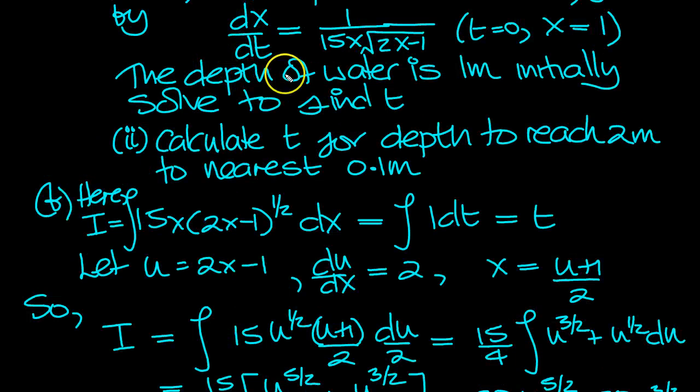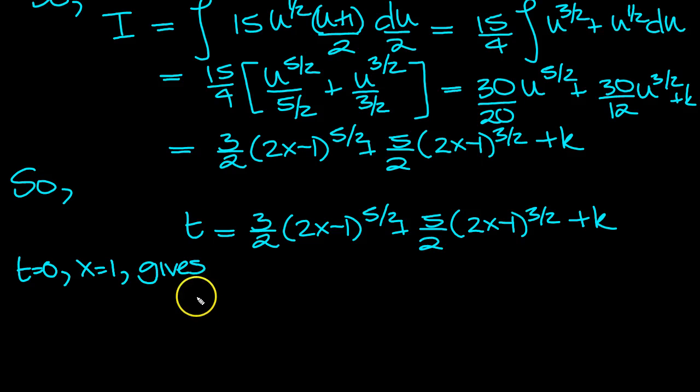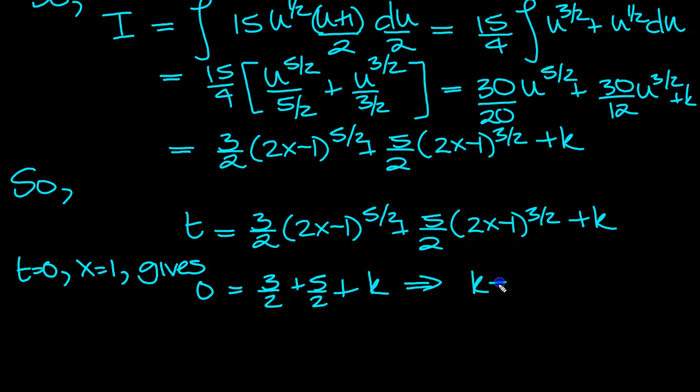Oh, we've got an initial condition. The depth of water is 1 meter initially. Solve to find k. So t equals 0, x equals 1 gives, so t is 0, x is 1, so 1 in here. 2 1s are 2, so that's 1, so that's 3 over 2. And then we've got another 1 in here, so that's going to be 5 over 2, plus k. So we get 8 over 2, which is 4. K is minus 4. So there's k.